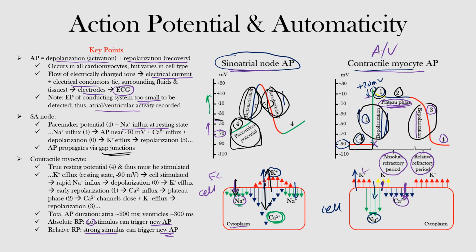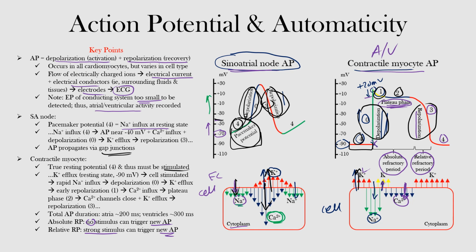Now, the contractile myocytes, we said, have a true resting potential, and therefore need to be stimulated. We need some stimulus. We don't have this constant flow or activity as we see in the sinus node. So we start with potassium efflux, or potassium going out of the cell, and this gives us a resting state of around negative 90 millivolts. The cell is stimulated. We get a rapid influx of sodium ions. This leads to depolarization, phase 0. Then we get potassium efflux, where we have that early repolarization, phase 1. We get a calcium influx, which leads to our plateau, phase 2. And then we have the calcium channels closing, and potassium leaving the cell, and we have repolarization. And eventually this cycle continues.